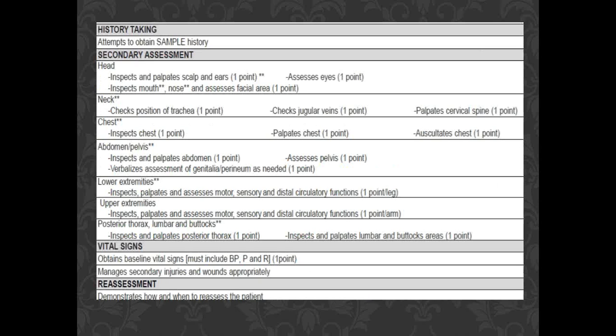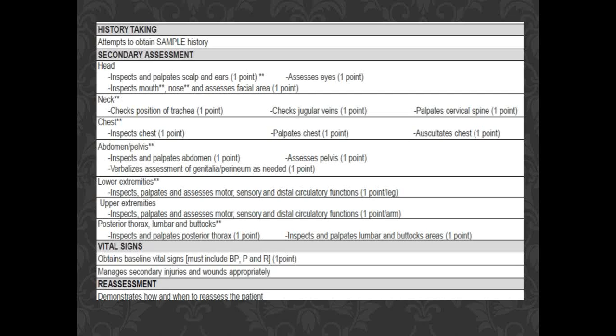Okay, so this is the history taking. That's where we get a sample history. I have taught a lot of classes to nurses and other healthcare providers, and EMS is the only one that uses the acronym SAMPLE and OPQRST. But a lot of people are adopting it, such as the American Heart Association. They have adopted that sample history into their pediatric and advanced cardiac classes because it works so well.